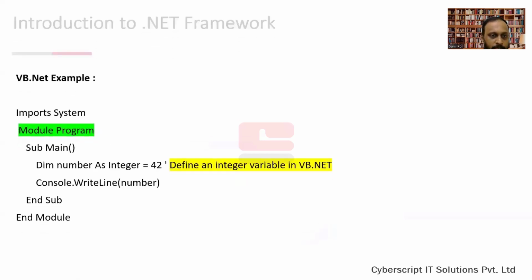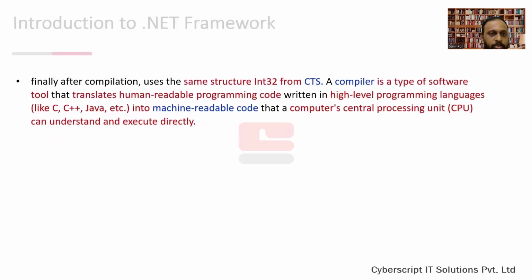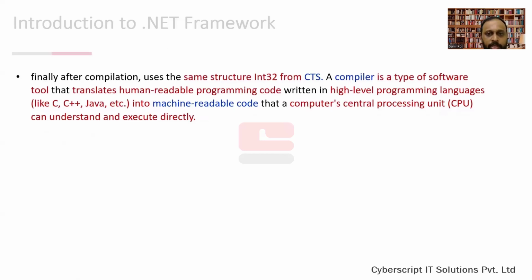So this is the VB.NET example. In VB.NET, we are also declaring one variable, number, as an Integer, and this is the data type, and 42 is assigned to that particular variable. Finally, after compilation, it uses the same Int32 structure from the CTS.